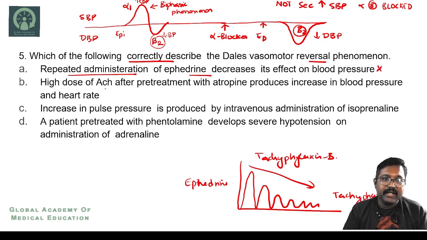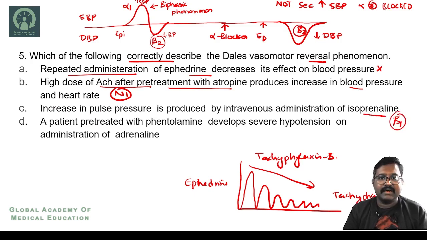And B, high dose of acetylcholine after pre-treatment with atropine produces increase in the blood pressure and heart rate. Yes, due to the nicotinic receptor activation, it will produce a rise in blood pressure, but this is not a vasomotor reversal phenomenon. Next, increase in pulse pressure is produced by intravenous administration of isoprenaline. Since it acts on the beta 1 receptor, it will increase the heart rate. So this is not the correct statement for Dale's vasomotor reversal phenomenon.